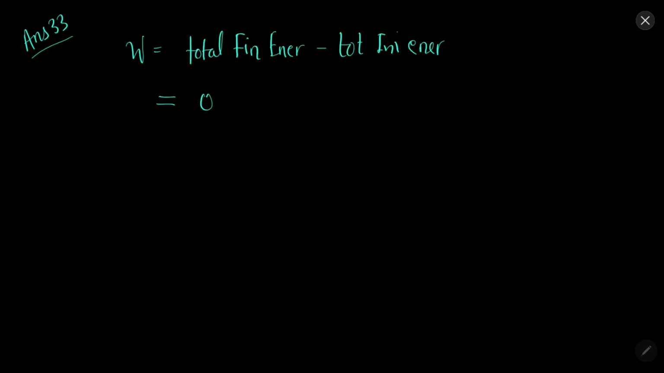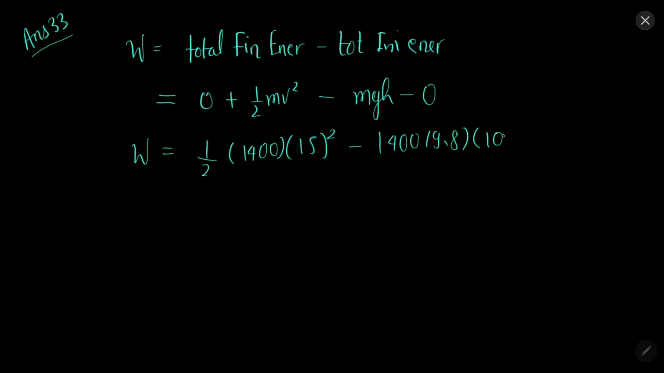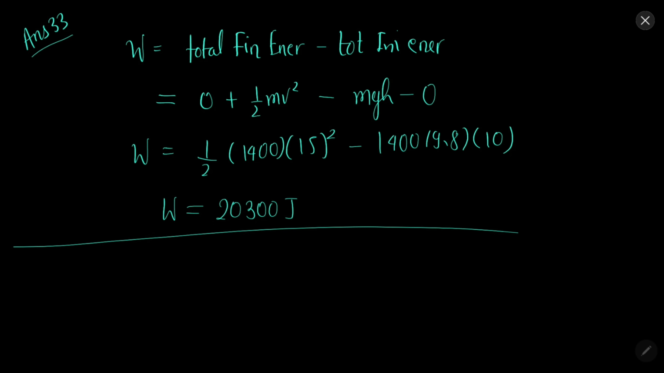The final potential energy is 0, final kinetic energy is half mv square, initial potential energy is mgh, and initial kinetic energy is 0. So work done will be obtained by this formula. So putting all the values, we can now easily find the answer. So work done will come out to be 20300 joules.